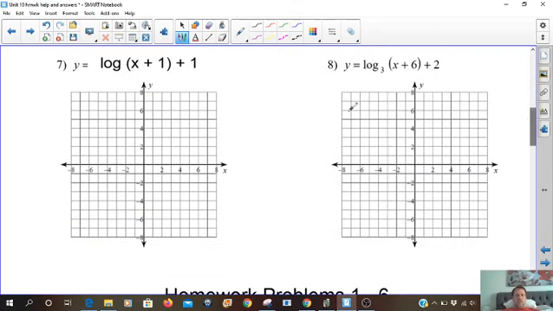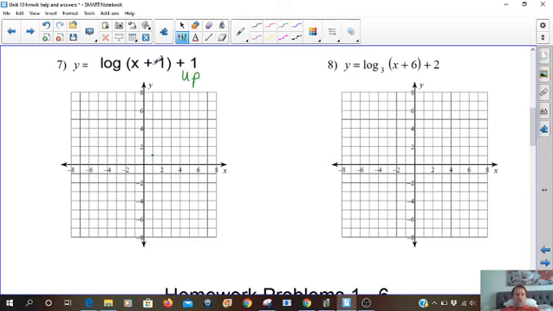So let's take a look at 7, and let's see if we can guess, and then use our calculator and check and see if we got it right. So this one is saying to shift up 1 this time. So instead of shifting up 2, we're only going to shift up 1. So that's up 1. What do you think this +1 inside the parenthesis means?